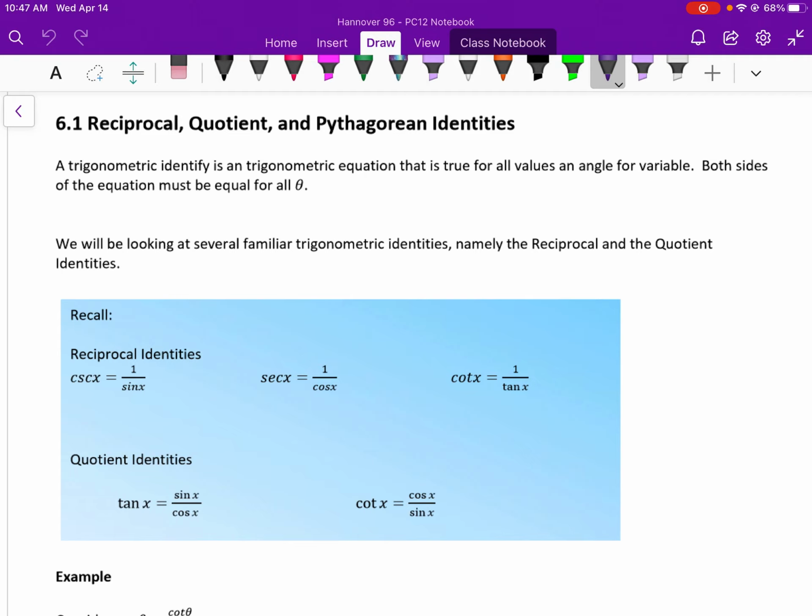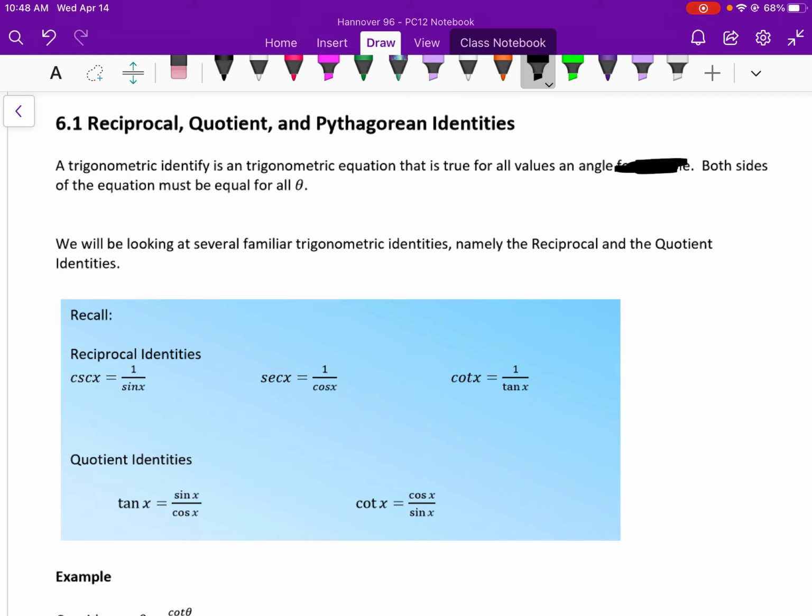Let us define a trigonometric identity. A trigonometric identity is a trigonometric equation that is true for all the values of an angle. Mark that up. Both sides of an equation must be equal for all theta.